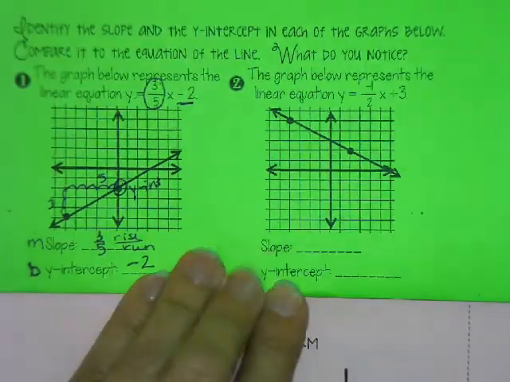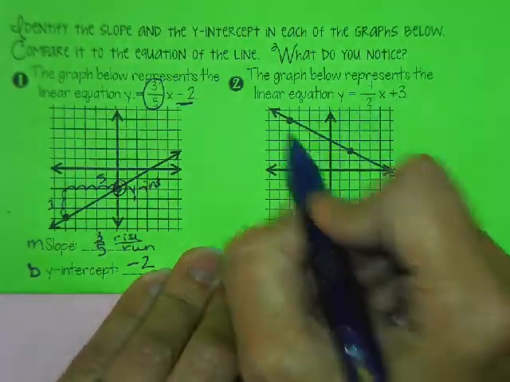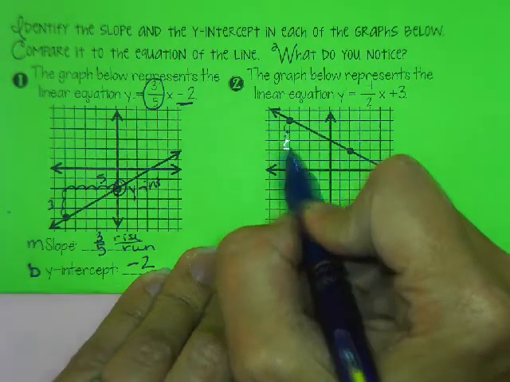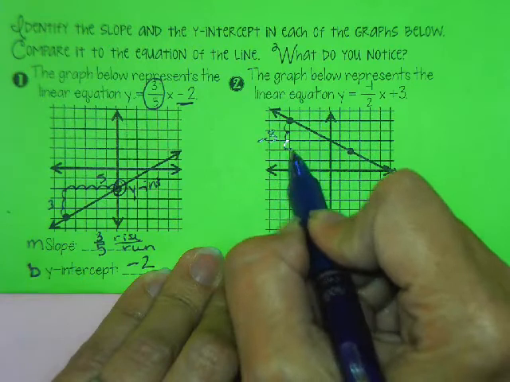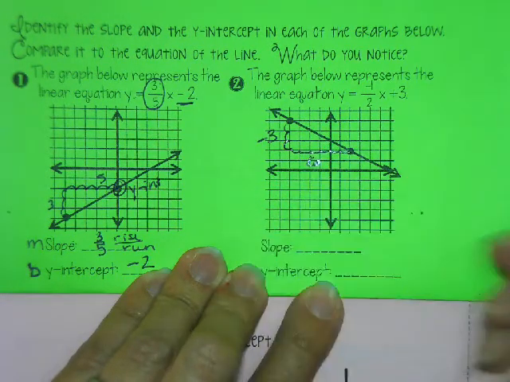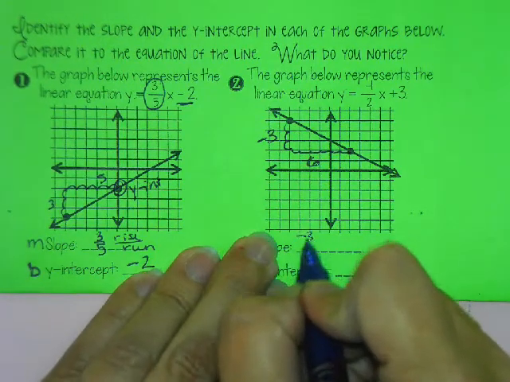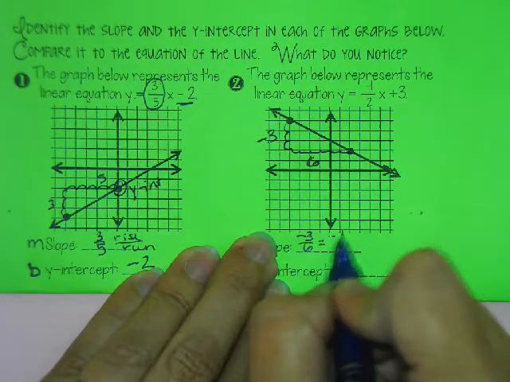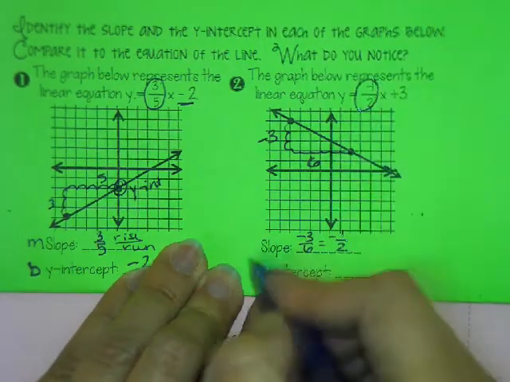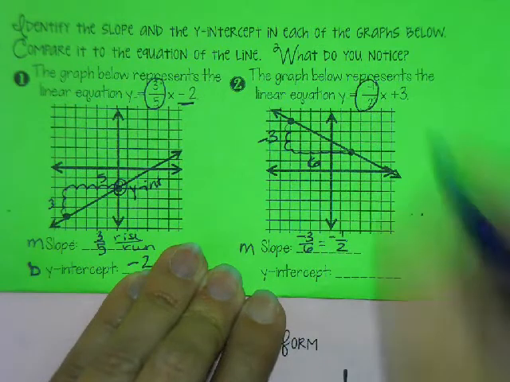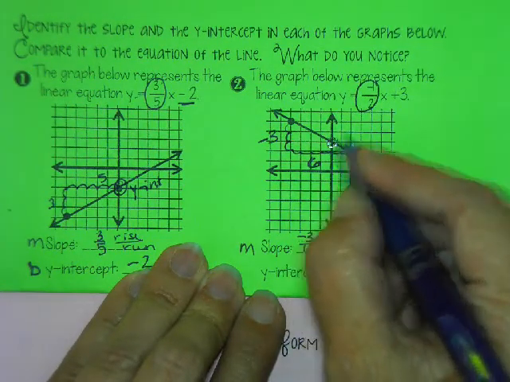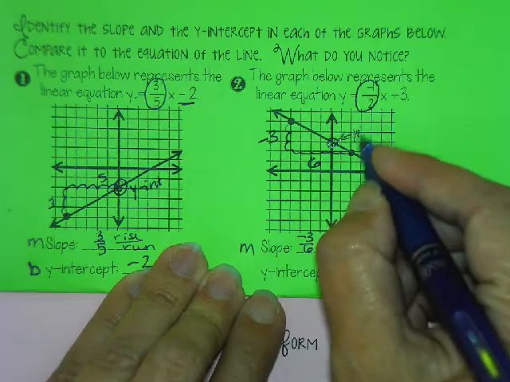So let's look at this one. Again, notice this line is going down, so the slope is negative. 1, 2, 3. So down 3, 1, 2, 3, 4, 5, 6. Positive. So remember, slope rise over run, and we can simplify this to -1/2. Notice that is the same here. That is our m. And then where did we cross the y-axis? 1, 2, 3. This is our y-intercept.